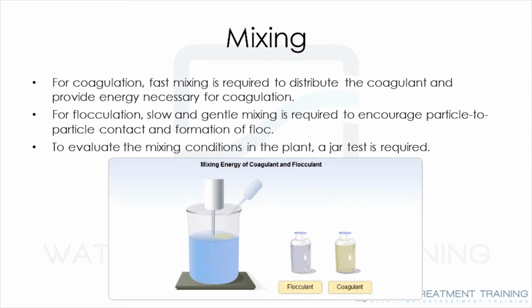During coagulation, fast mixing is required for coagulant distribution. This is because turbulence created in the mixing operation increases the polymer to particle contact. In the case of flocculation, slow and gentle mixing is required to encourage particle to particle contact. If the mixing during flocculation is too fast, the aggregates that are already formed will break up.